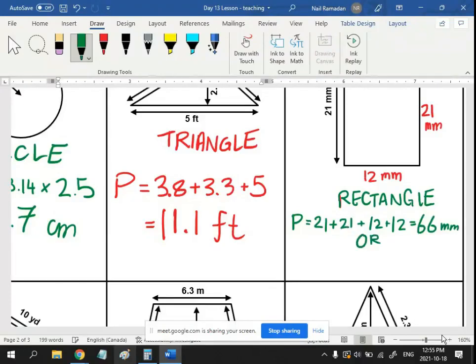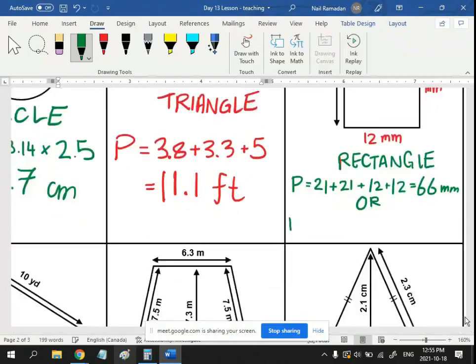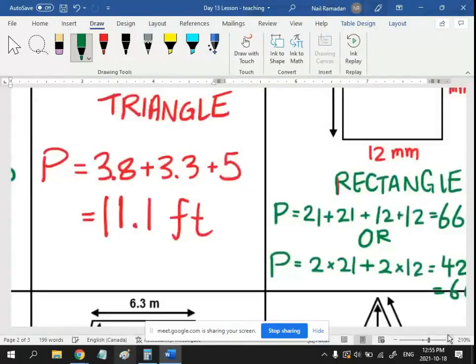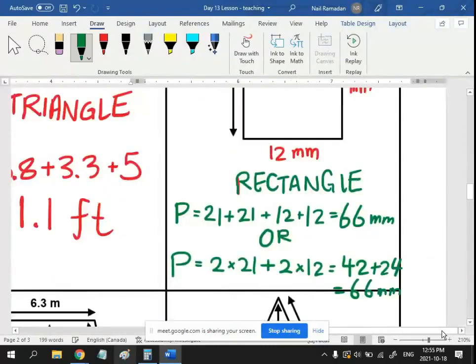What was another way to do it? Or you could write it this way. Again, I'm just going to show you both and leave it up to you. P equals 2 times 21 plus 2 times 12. Guess what? You're also going to get 42 plus 24, which is 66 millimeters. So go ahead, copy that down, please. Either way is correct.